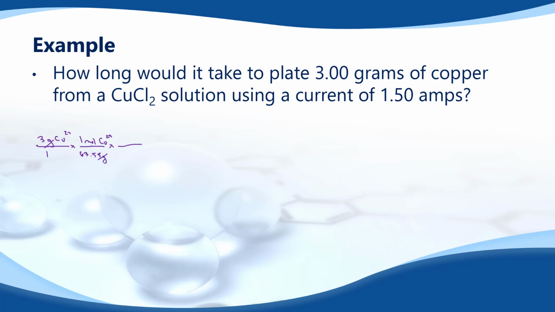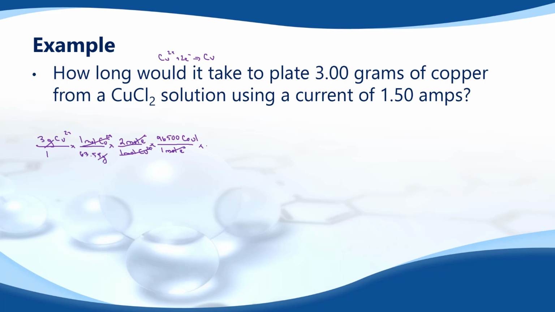Now from moles of copper, I want to find moles of electrons. The equation for this is Cu2+ plus 2 electrons forms copper solid. So every mole of copper 2+ takes 2 moles of electrons. Now that I'm in moles of electrons, I'm going to use the Faraday constant, so 96,500 coulombs is 1 mole of electrons.